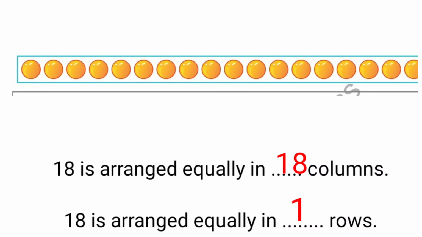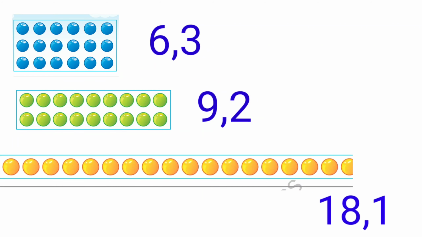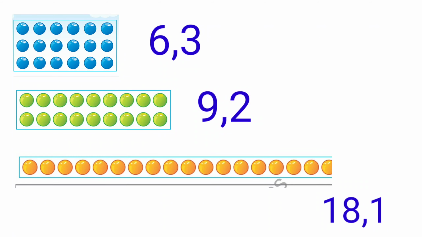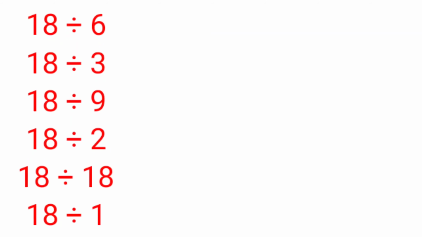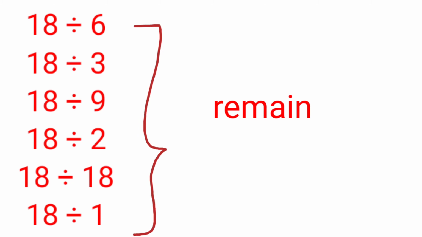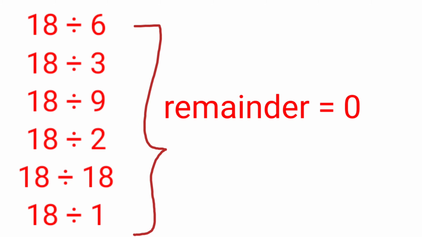Now you have to take the number of rows and number of columns in each example. In the first example it was 6 and 3. In the second example it was 9 and 2. In the third example it is 18 and 1. When we take each of these numbers, that is 6, 3, 9, 2, 18 and 1, and divide the number 18 by any of these numbers, the remainder will be equal to 0. So these numbers 6, 3, 9, 2, 18 and 1 are called the factors of number 18.